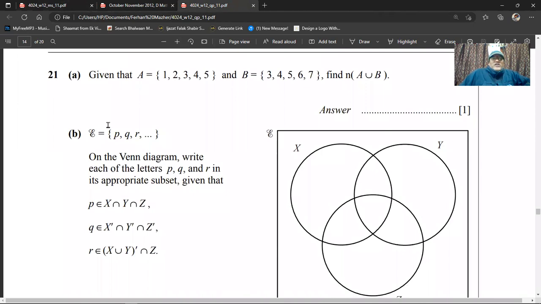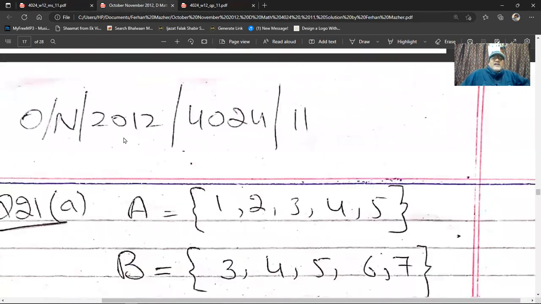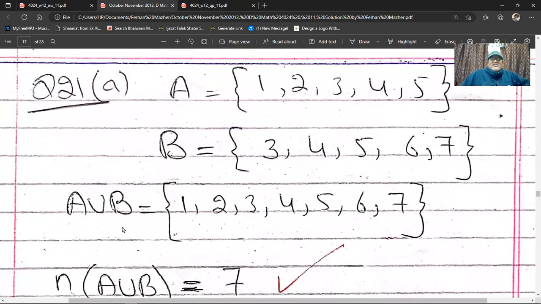Okay, question number 21. He says, a set A is given: 1, 2, 3, 4, 5. Set B is given, which is 3, 4, 5, 6, 7. He says, find the number of members in A union B. For this purpose, first of all, I will find A union B, and then I will be able to tell how many members are there.